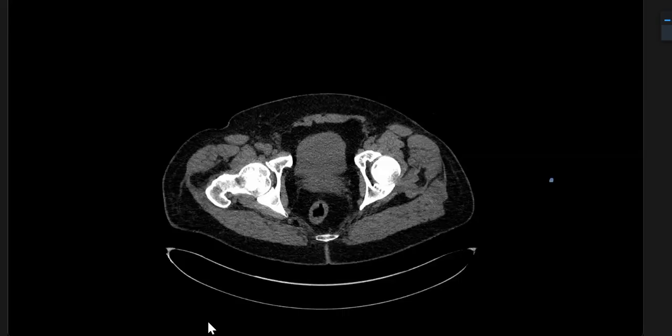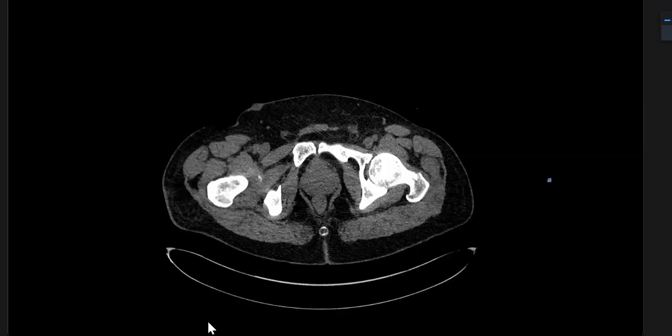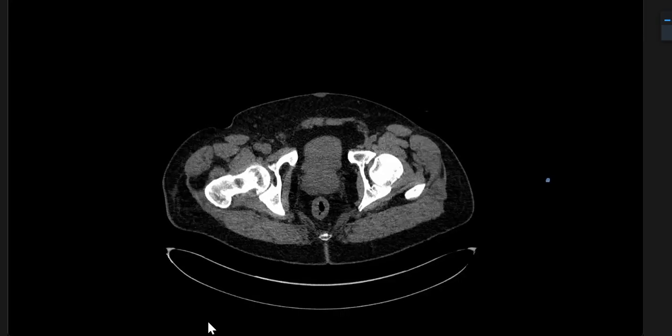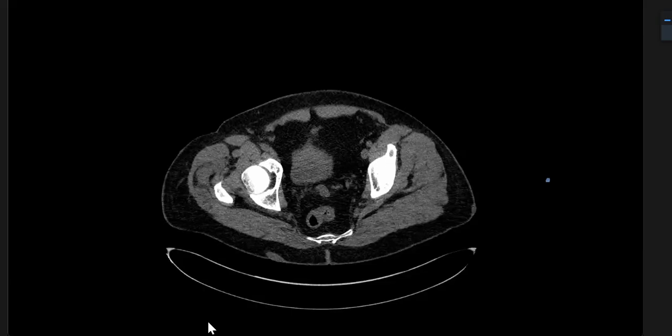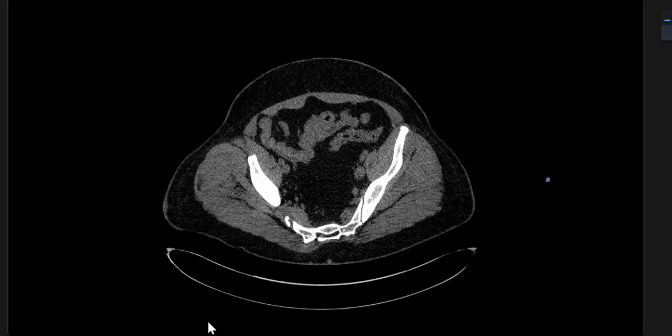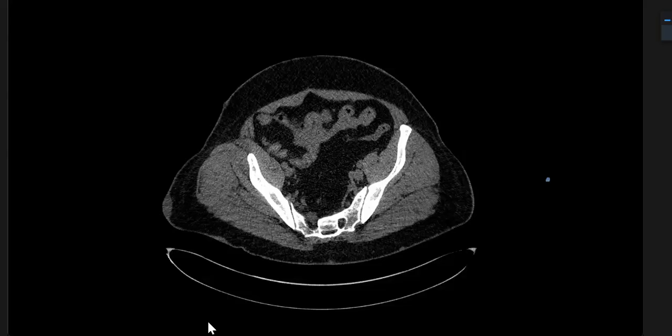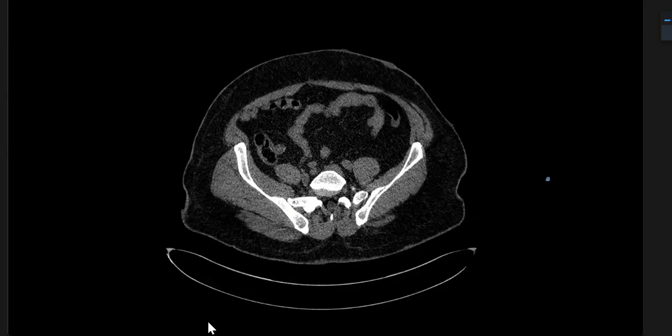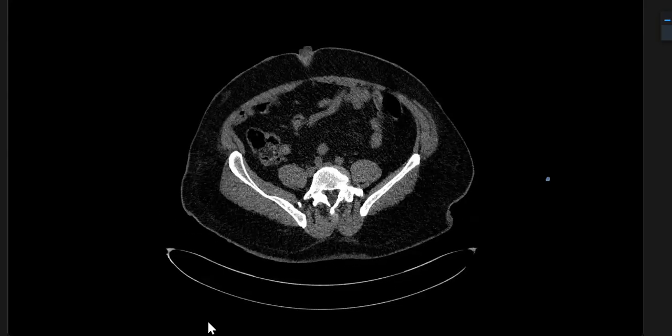You can ignore abdomen and pelvis for the sake of time, and I would suggest you concentrate on the chest, please. Thank you. Okay, so I'm going back to the chest images. The image is a little bit slow.